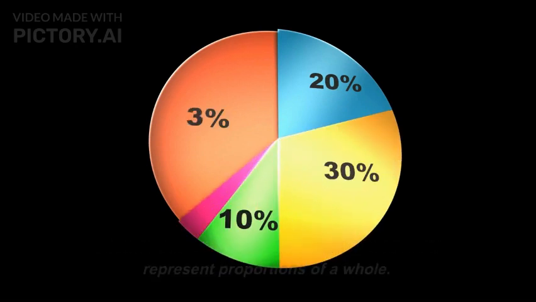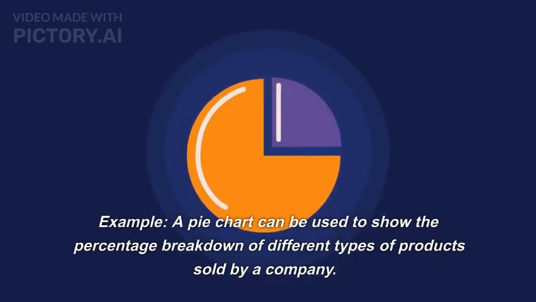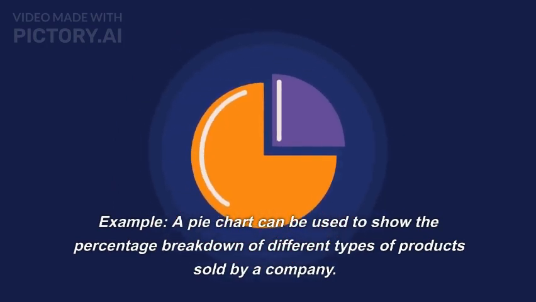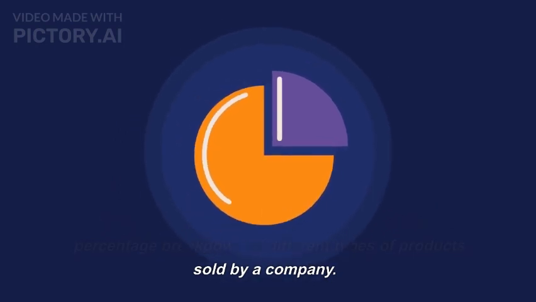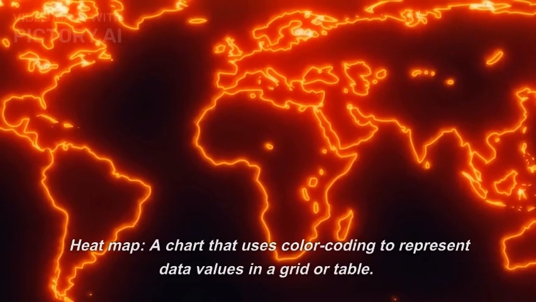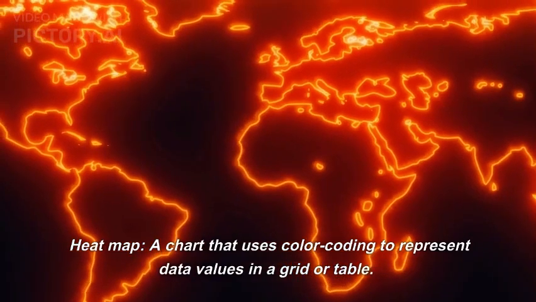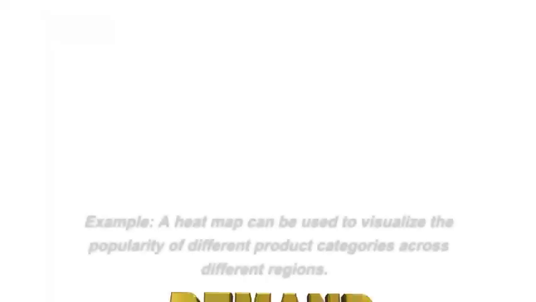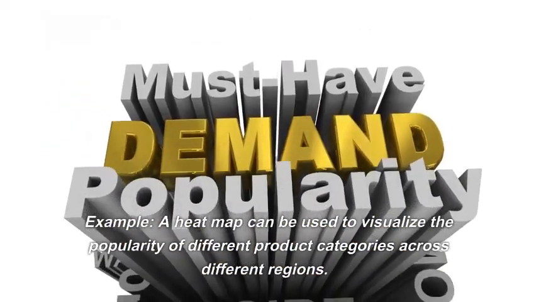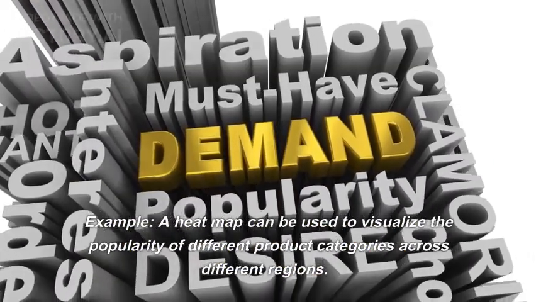Example, a pie chart can be used to show the percentage breakdown of different types of products sold by a company. Heat map, a chart that uses color coding to represent data values in a grid or table. Example, a heat map can be used to visualize the popularity of different product categories across different regions.